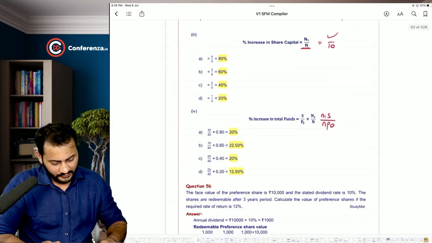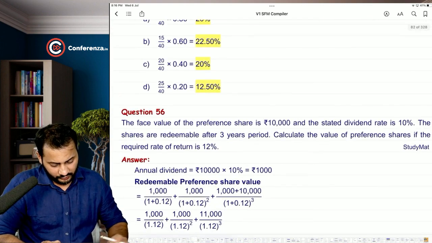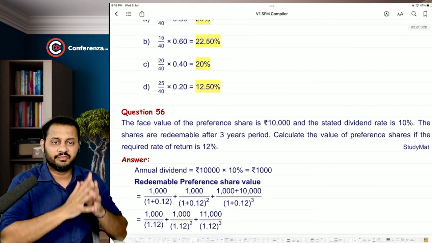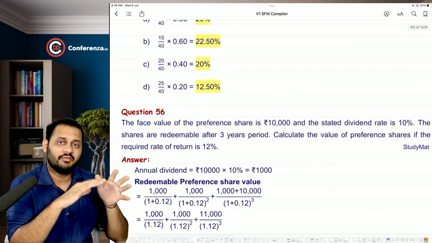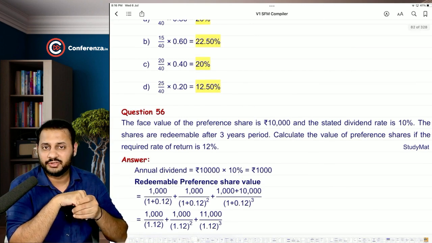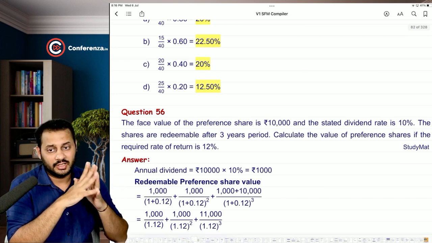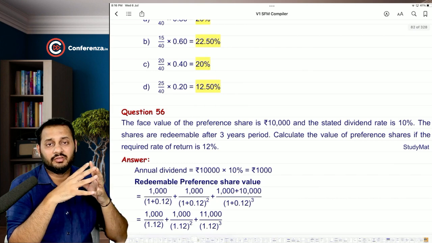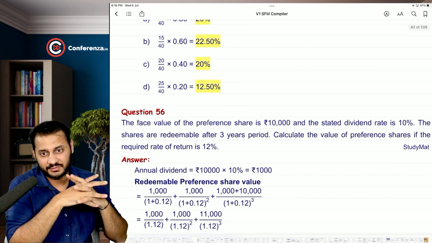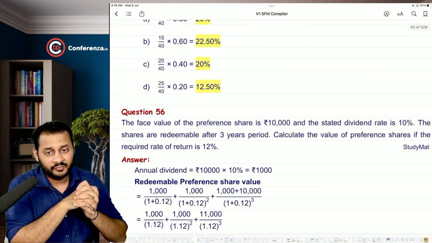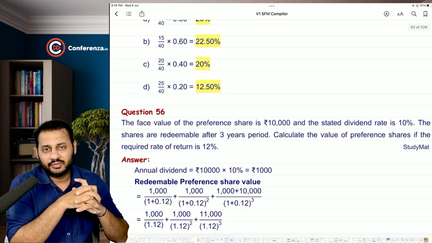Cool. I will just leave it to you. From question number 56, preference share valuation, and thereafter bond valuation, is starting. So we'll take it in the next lecture. For now, this much is enough. I think we have learned a lot about right shares, and it was very interesting. In the next lecture, we are going to continue with preference share valuation.